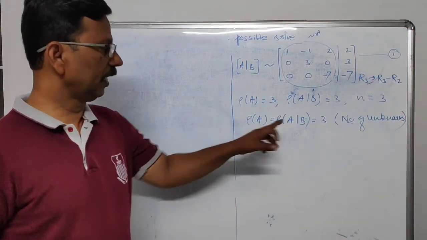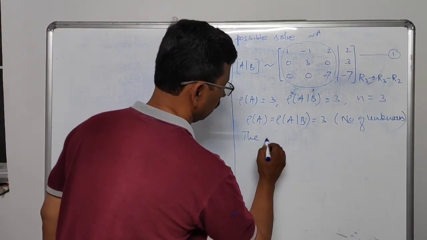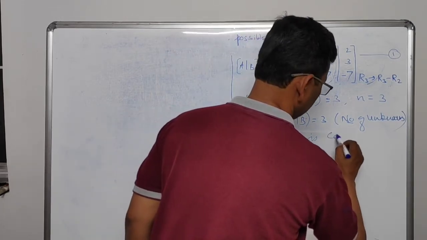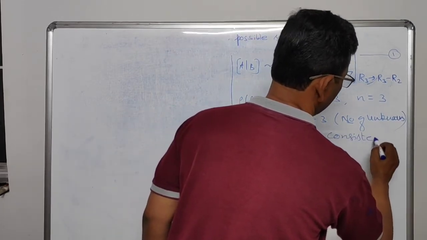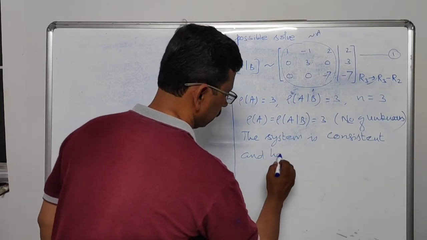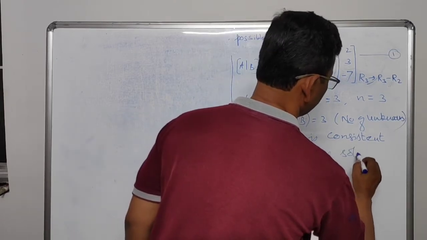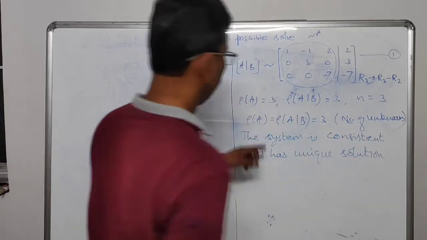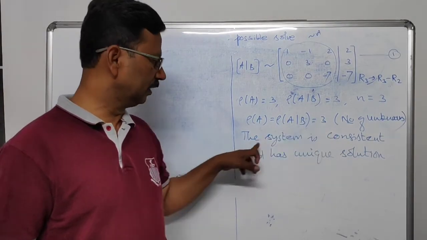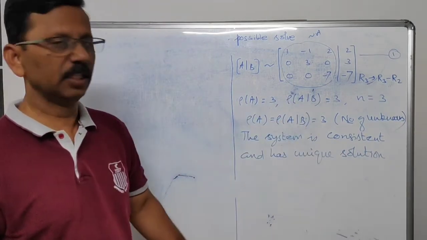After this step, you can write, as all are equal, you can say the system is consistent and has a unique solution. If rank of A is equal to rank of AB is equal to 3, that is the number of unknowns, n value, we can say the system is consistent and has a unique solution. Then let us see how to find the solution.